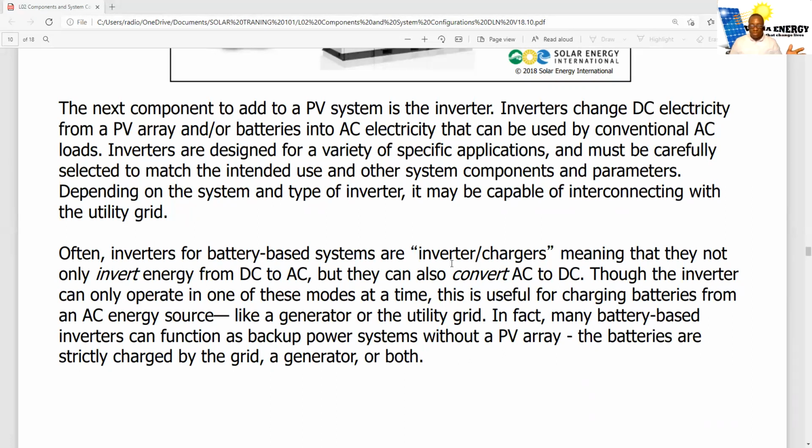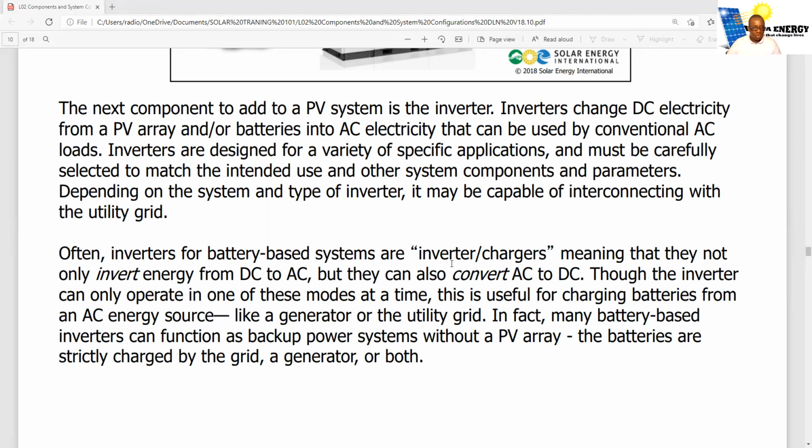You can have a string inverter, you can have a central inverter, and you can have a micro inverter. Often inverters for battery-based systems are inverter chargers. So you can have an inverter that just converts your DC current to AC current, or you can have an inverter charger that takes current from your grid or your generator and charges your battery as well when there is no sun.